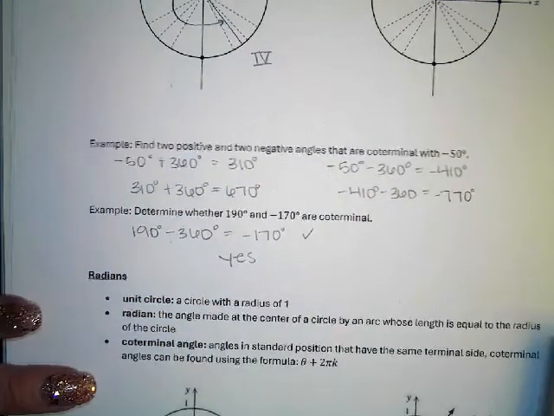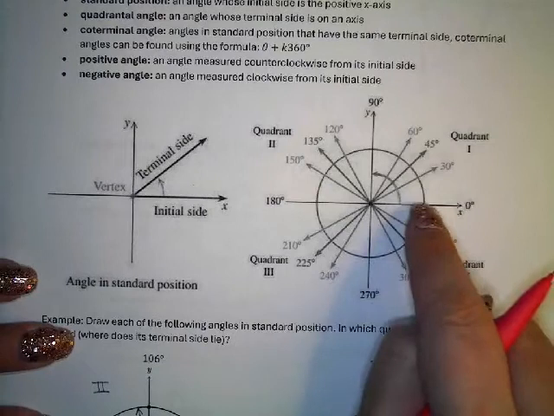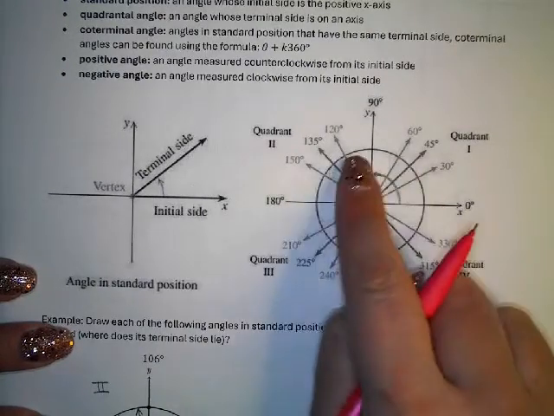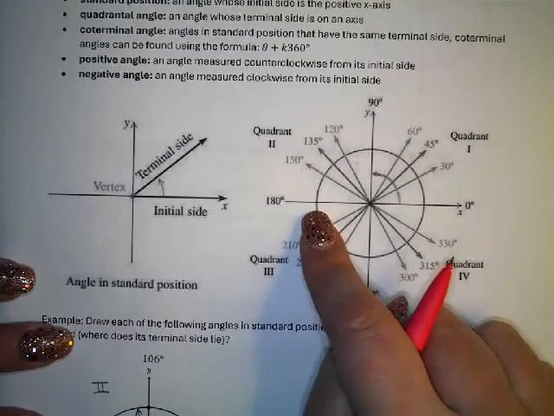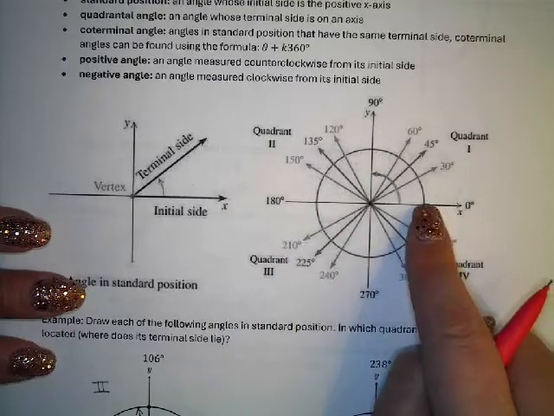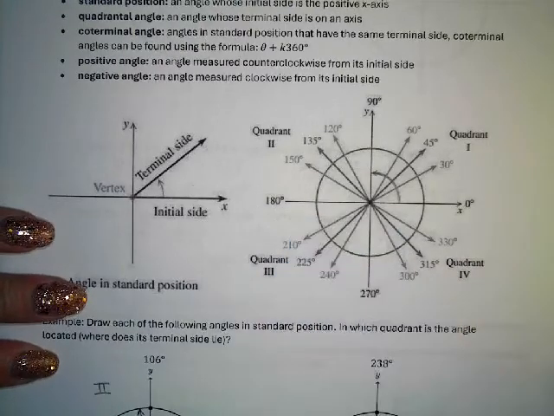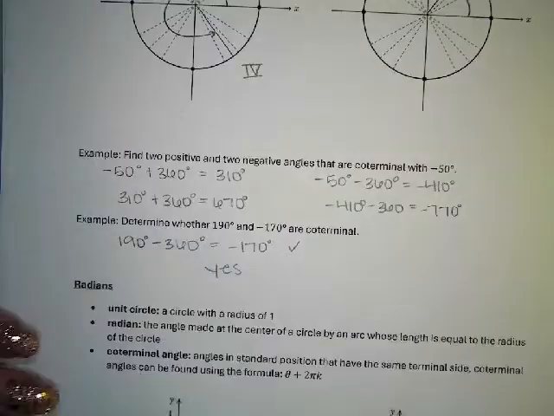And if I look at my notes, I can kind of see this. If I were to measure positive 190, I would go counterclockwise and go just past the 180 to 190. If I were to measure -170, I would go backwards and go just under 180. So you can see how those would be in the same location.